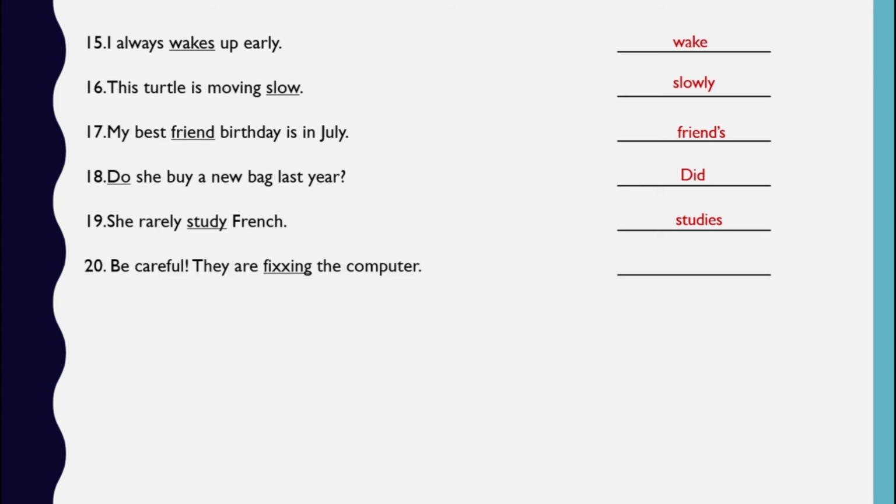Be careful, they are fixing the computer. Be careful here is a keyword that belongs to the present continuous tense. So we have to check the verb. They are fixing the computer. We have verb to be, we have the verb, we have the ing, but the problem is with the doubling, because not all verbs can be doubled. We have some naughty verbs that do not follow the rule of doubling the last letter if it's a CVC case. So in this case, the verb fix will be fixing without the extra x.